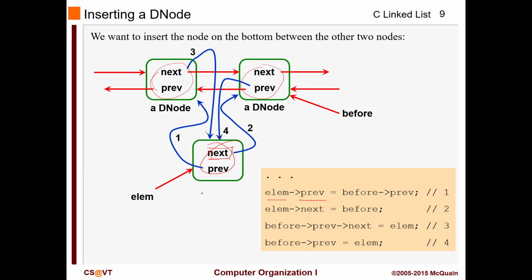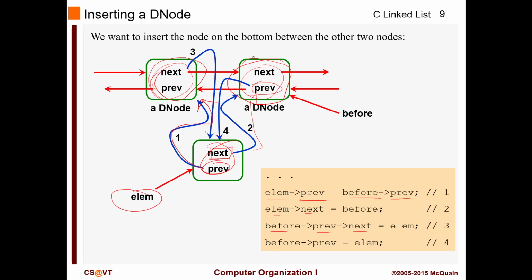So elem prev, this is the elem, right? Its previous is going to point to before prev. So this is our prev. This is just a node. Okay, so this prev is going to point to its prev. So it's going to start pointing over here. Then in the second line, we have elem next equals before. So next is going to start pointing over here. Then we have before, previous, next.